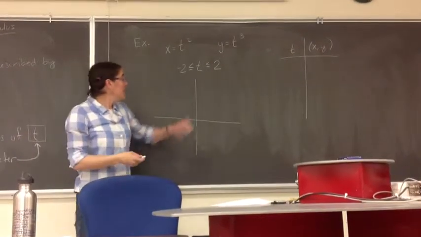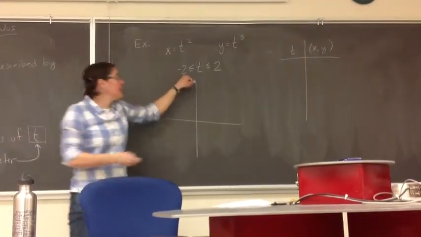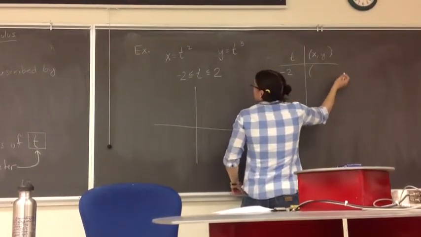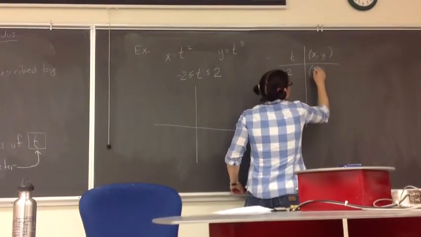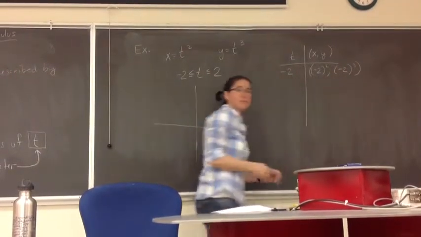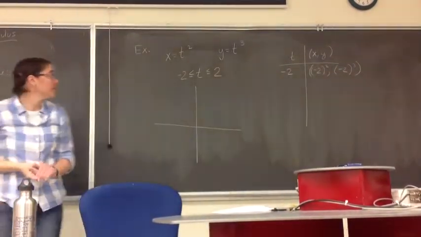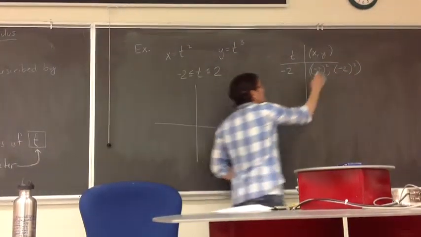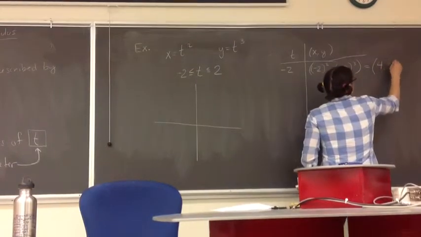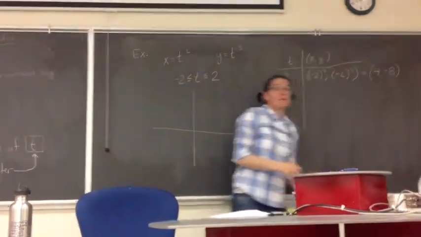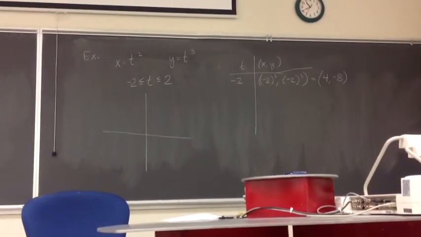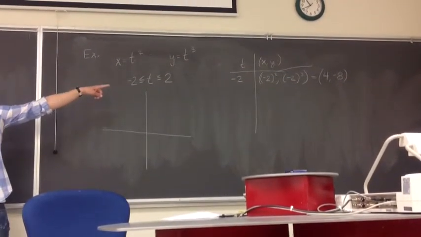And so, for example, if I allow t to be equal to -2, then my ordered pair looks like -2 squared, comma, -2 to the third. And so that output is that I end up with 4, comma, -8. So I get an ordered pair, the x value is 4 and the y value is -8. Are there any questions on where I came up with that ordered pair from?